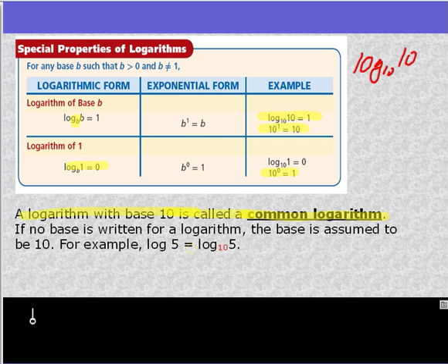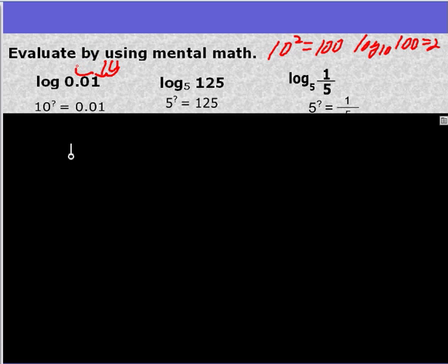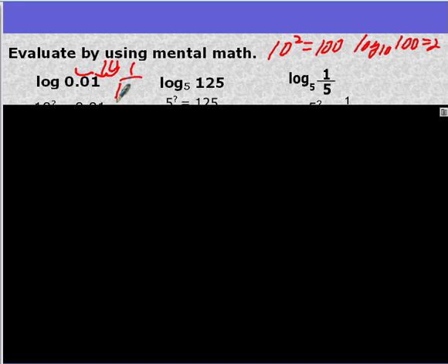All right, so evaluate using mental math. So remember, we have 10 squared equals 100. Log to the base 10 of 100 equals 2. So this is saying what power of 10 is 0.01? Basically we are moving the decimal to the right 3 times. So that answer should be -2. So 10 to the -2 is 1 over 10 squared, which is going to be 1/100th, which is what that is.